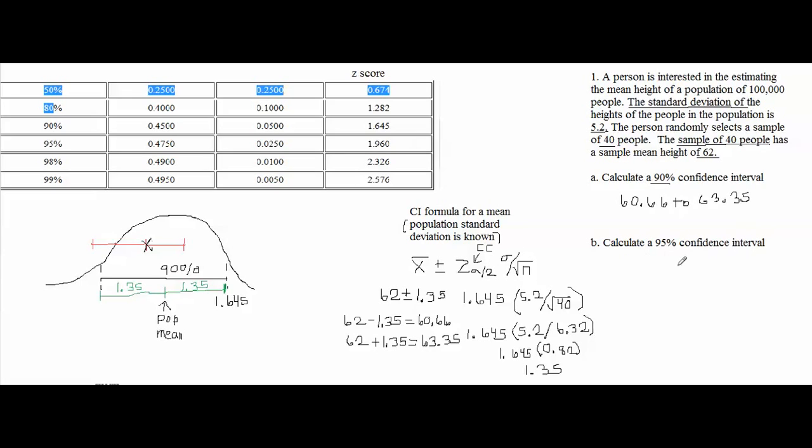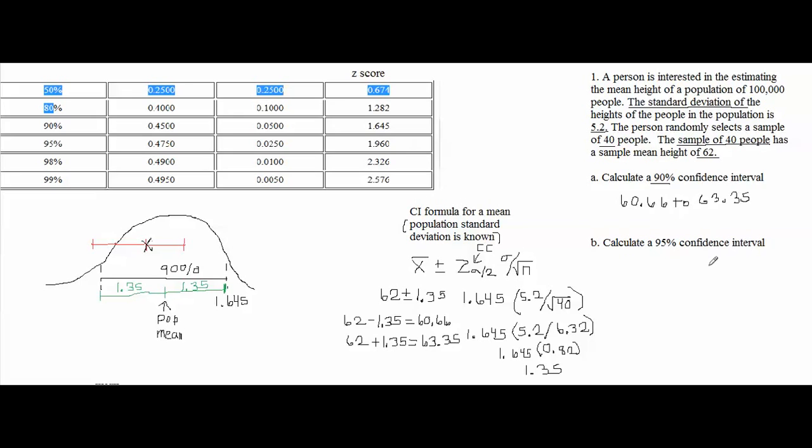Now, what if we wanted a 95% confidence interval? Well, then we would do all of these steps the same way. The only difference is we would replace this z-score right here with the z-score in the 95% row. So this 1.645 would become 1.96. And then all of the other steps would be the same.